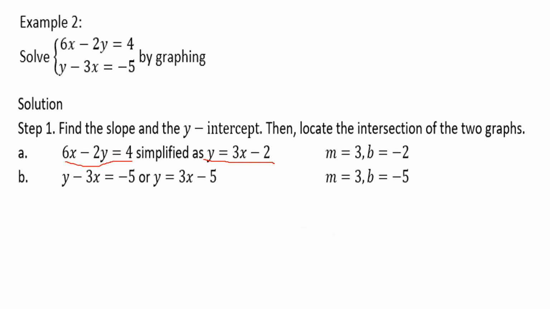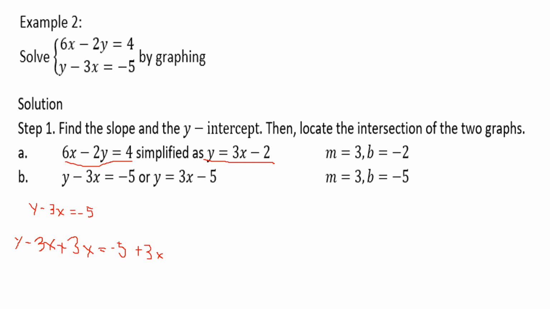Okay, then letter b, you change this into slope-intercept form. We have y minus 3x equals negative 5. Okay, so dapat ang mabilin sa left side is only the y variable. So nag-add kita both sides. Since negative 3x, so anong opposite sa negative 3x? That is the positive 3x, para mahimo siya 0. Negative 5 plus 3x.